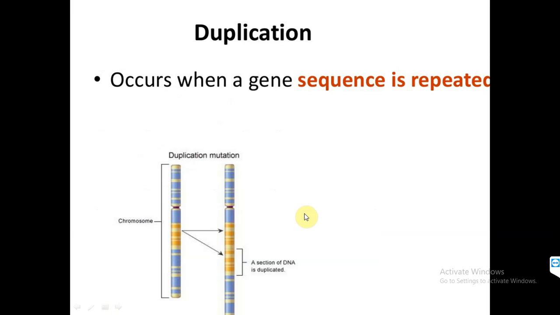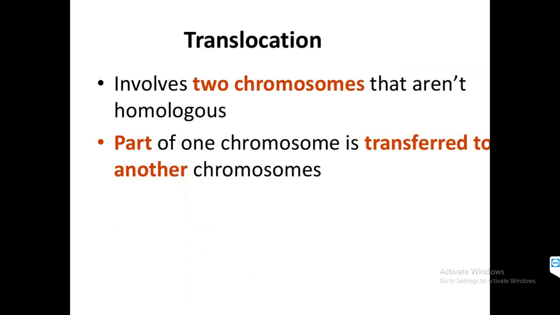What happens in duplication? Duplication means there is an increase in the size. It occurs when a gene sequence becomes repeated. This is a chromosome again. This part can repeat and this becomes double. That's why the size of the chromosome increases, and this is a section of the duplicated DNA. The size of the DNA or the chromosome gets increased. This is duplication. What happens in translocation?